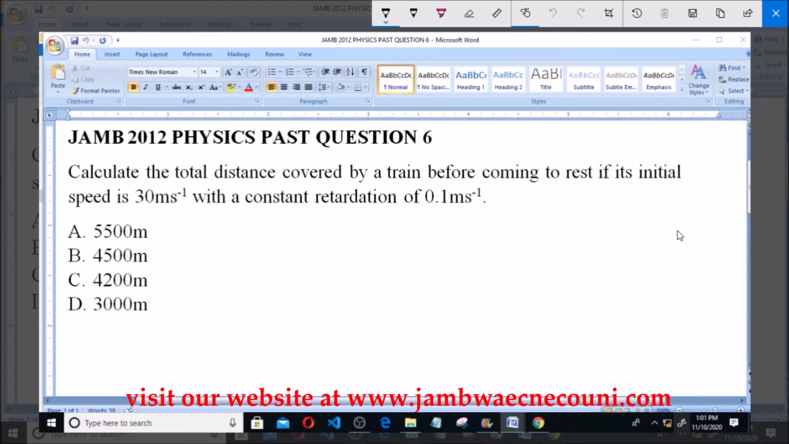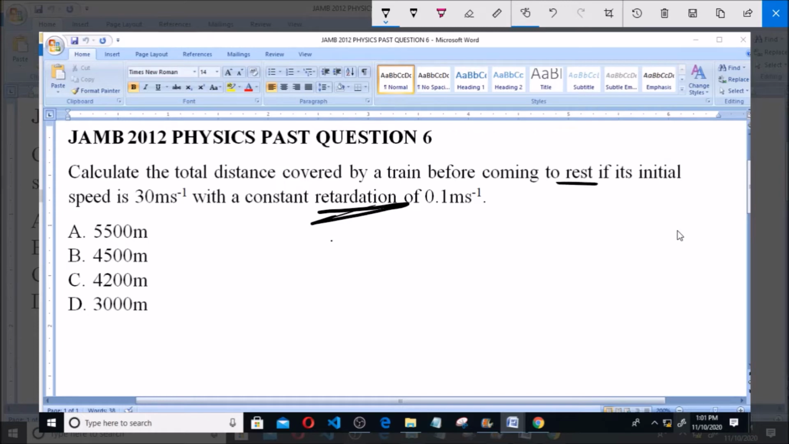So you have a situation where a train has been stopped, but obviously when any vehicle or a train is stopped, the velocity gradually decreases before it comes to a halt. That decrease in velocity before it comes to a halt is what is described as the retardation. Now we are asked, what is the distance it will cover before it eventually comes to rest? That is, what is the distance it will cover as it is retarding.